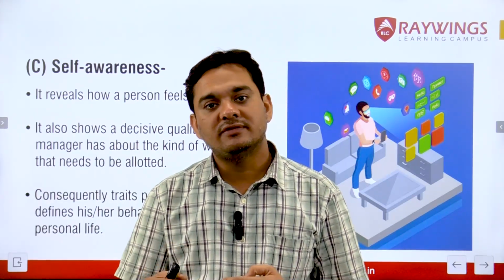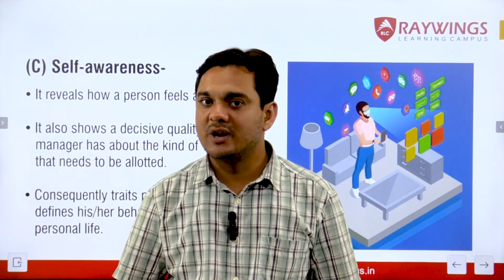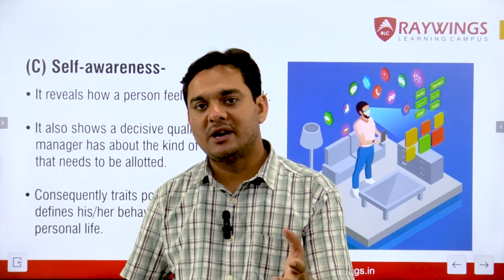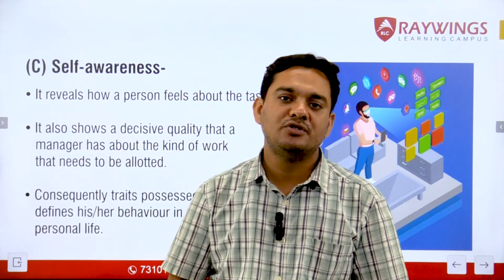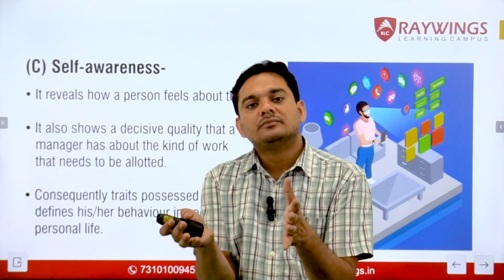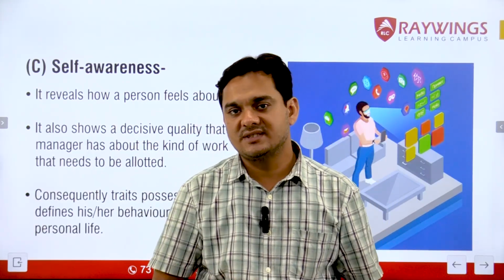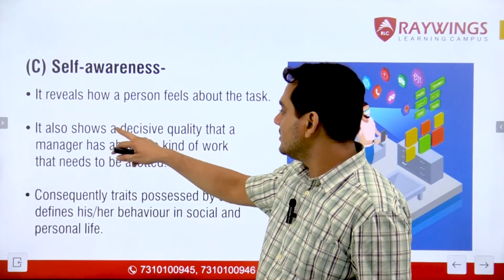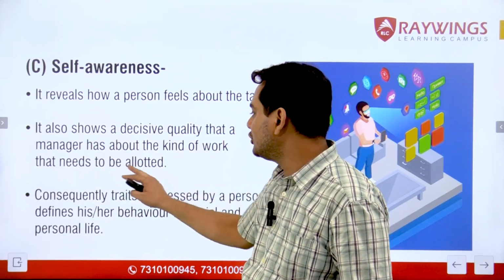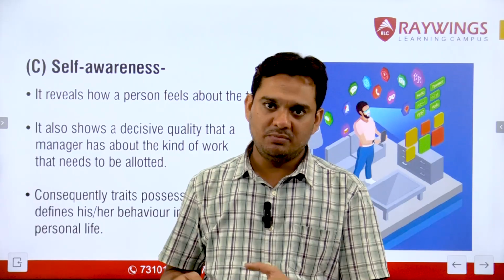We tend to love and follow the work which we have been doing for years and in which we have interest. If a work is given to you which you don't have passion for, it will produce no results. Okay? So the task should be allotted according to the abilities and the skills a person possesses. Also, it shows a decisive quality that a manager has about the kind of work that needs to be allotted. What things should be allotted to what people?